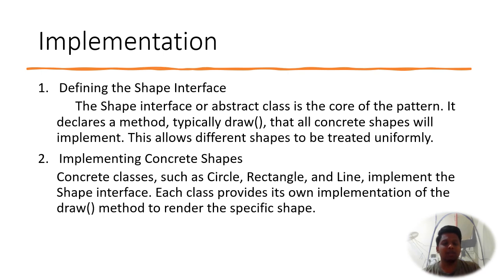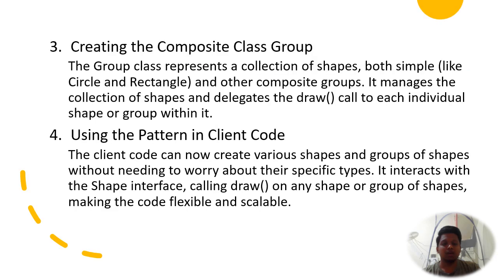Next, implementing concrete shapes. Classes such as circles, rectangles, and lines implement the shape interface. Each class provides its own implementation of the draw method to render the specific object. The third step is creating a composite class, group. A group class represents a collection of shapes, like lines, circles, and rectangles. The composite group manages the collection of shapes and delegates the draw call to each individual shape or group within it.